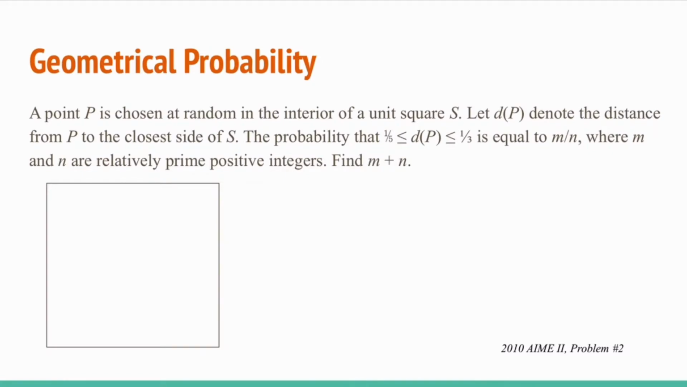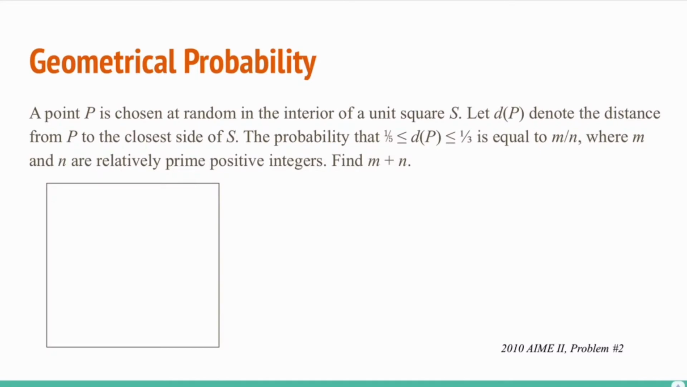Let's start with the problem that involves geometrical probability. A point P is chosen at random in the interior of a unit square, S. Let dP denote the distance from P to the closest side of S. The probability that 1/5 is less than or equal to dP is less than or equal to 1/3 is equal to m/n, where m and n are relatively prime positive integers. Find m plus n.